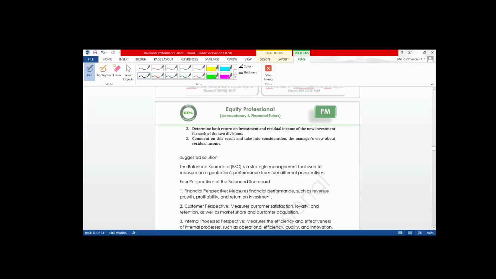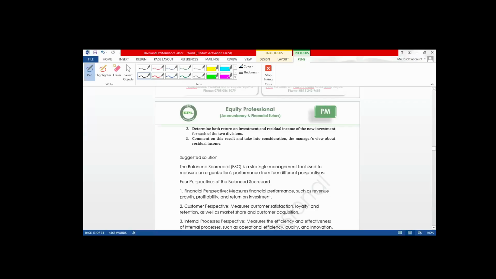A balanced scorecard is a strategic management tool, a management technique used to measure organization performance from 4 different perspectives. Ladies and gentlemen, you are going to read and memorize this. It may be in your exam.